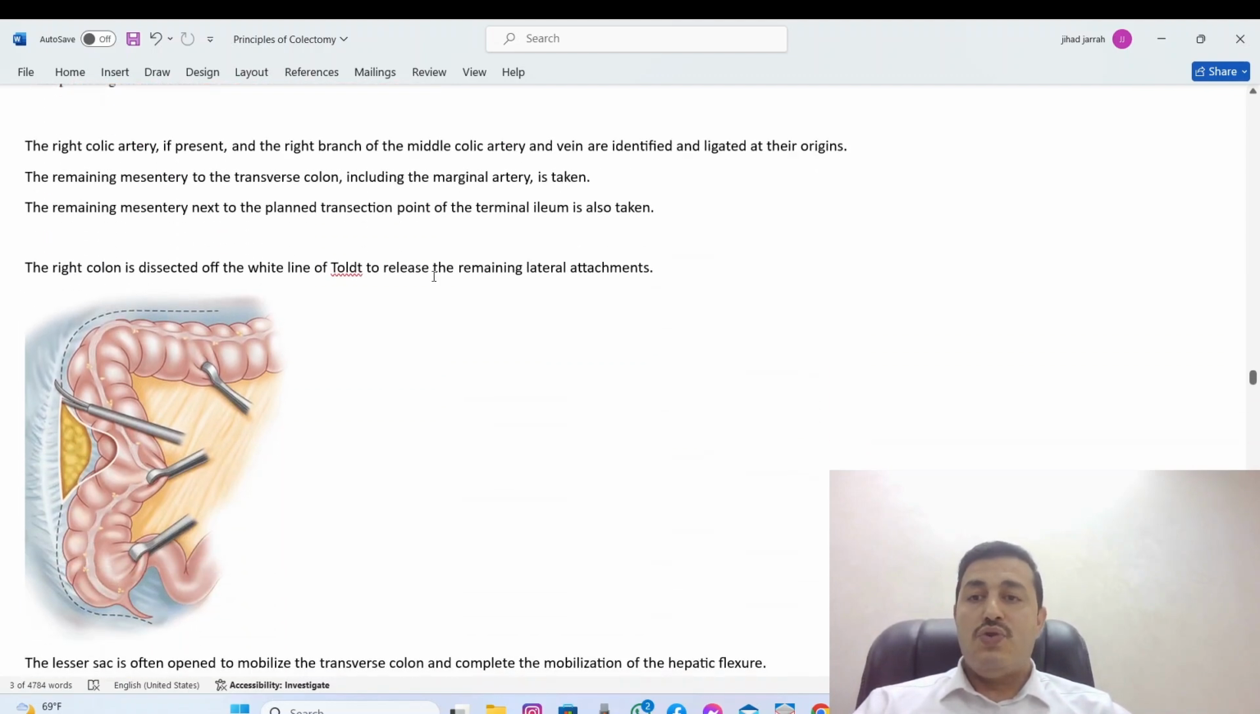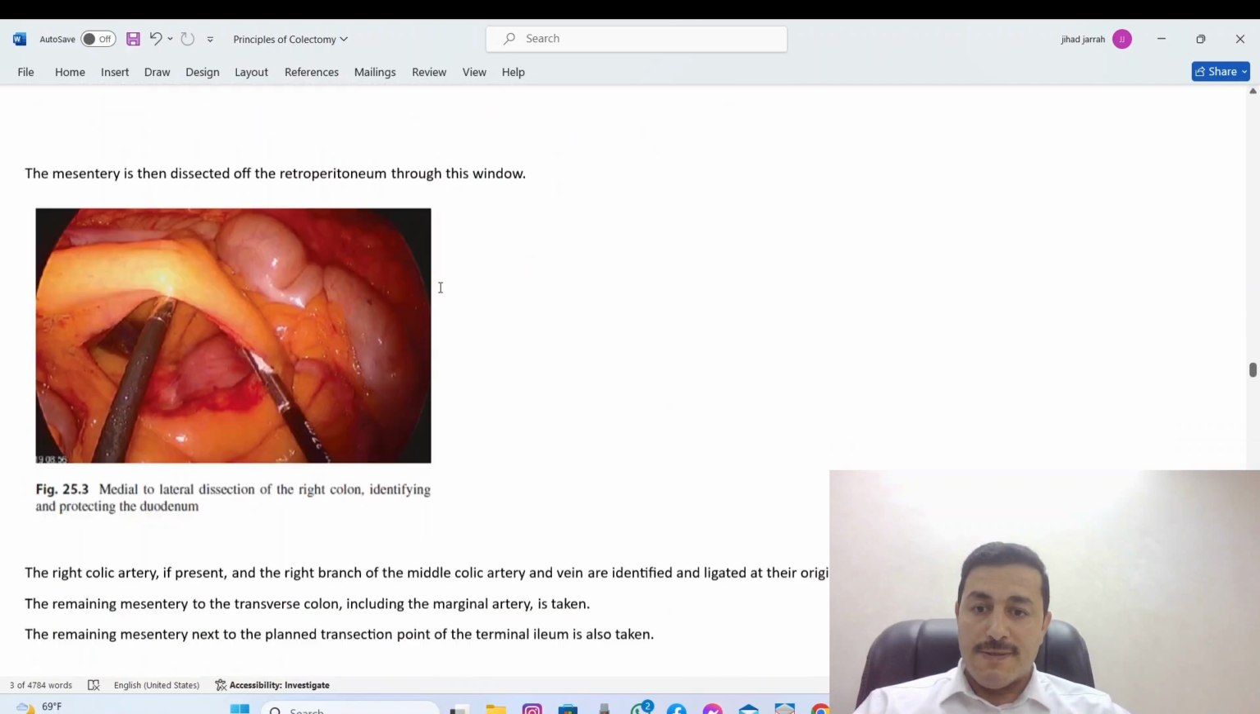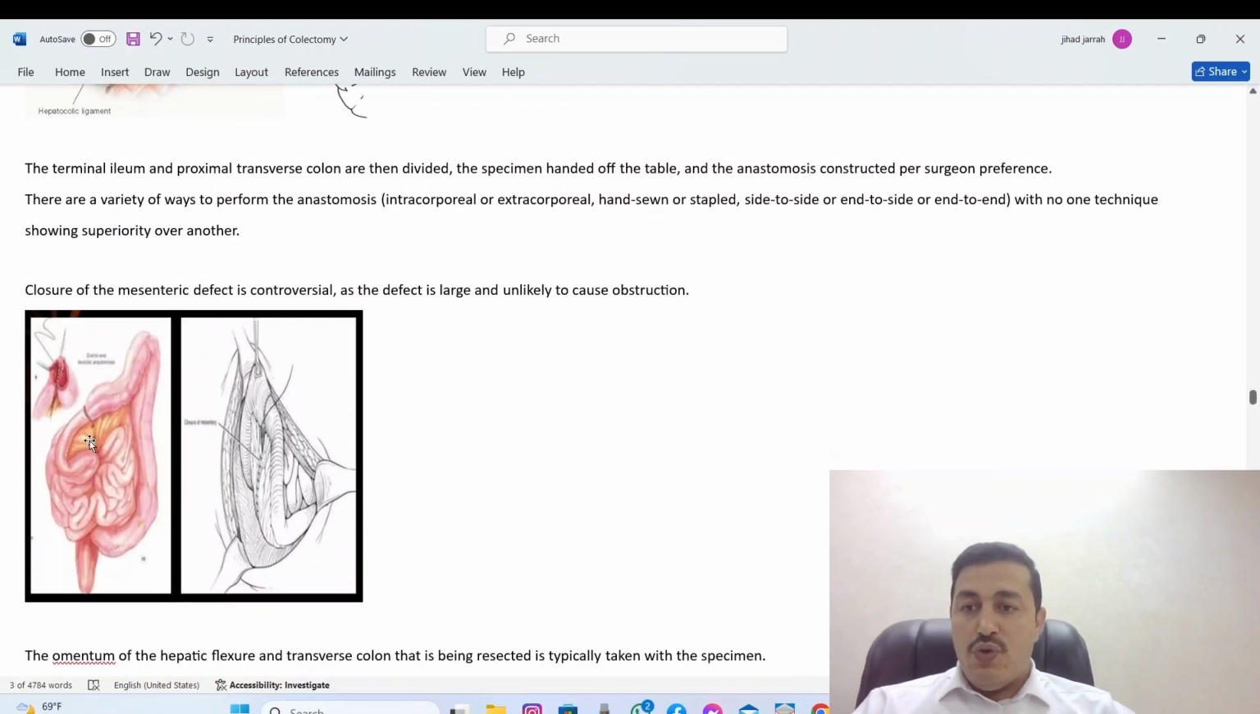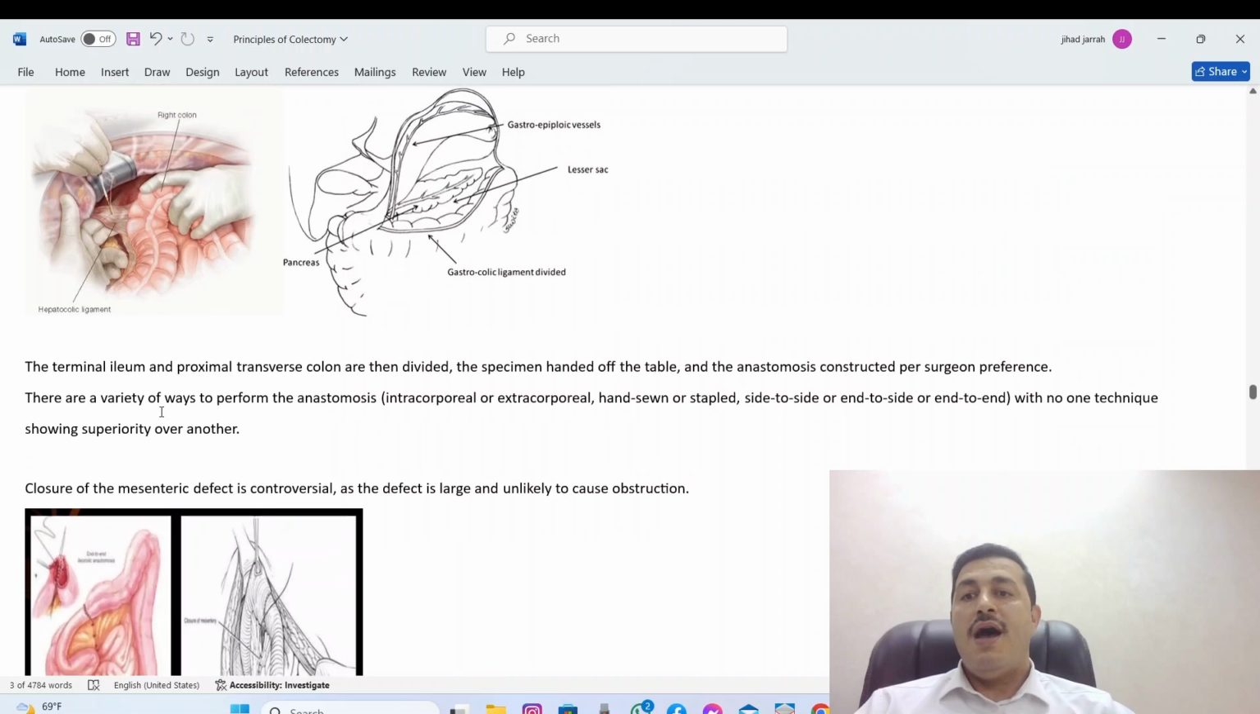A question appeared: do we need to close the mesentery? Actually, in right hemicolectomy, the mesenteric defect is large, and obstruction and herniation, symptomatic hernia, is not a big problem, so it's not mandatory to close the mesentery. You can see here, after resection and anastomosis, we have an opened mesentery, and they close it.